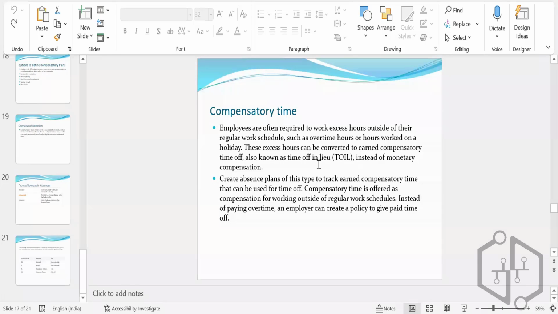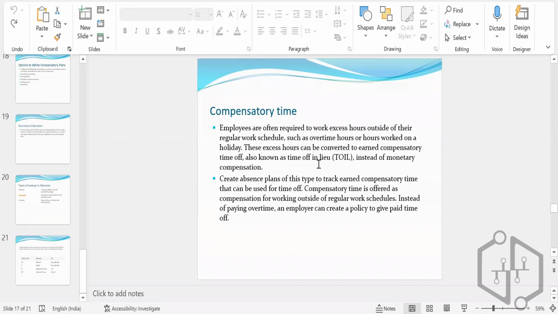So 10 hours of extra, I am working overtime hours. Okay, that is called compensatory. Create an absence plan of this time to track earned compensatory time that can be used for time off. Compensatory time is offered as compensation for working outside of the regular work schedule.